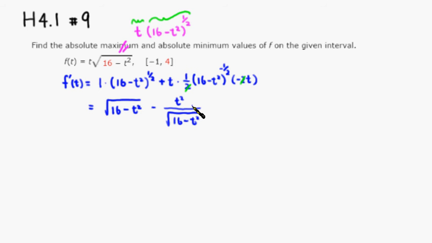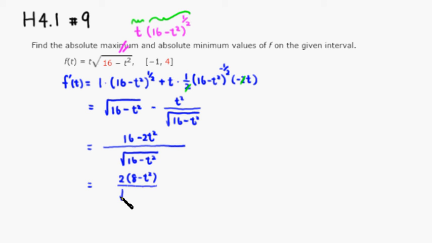By taking a common denominator, we can write it as... let's see, I'm going to go down here. So taking a common denominator, we take the square root of 16 minus t squared. Then square root of 16 minus t squared times itself would be 16 minus t squared. Then you have minus another t squared, so I'm going to put 2 there. Then we can clean up a little bit. So we factor out 2, so it's 2 times 8 minus t squared, divided by the square root of 16 minus t squared.